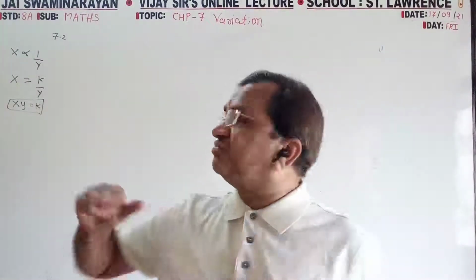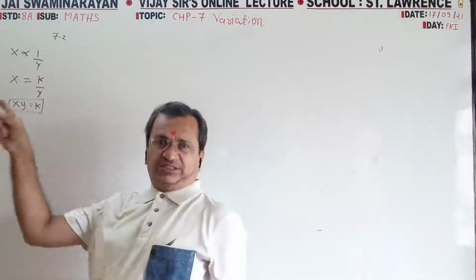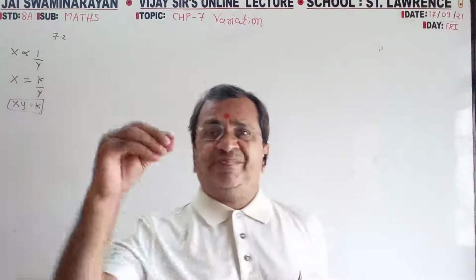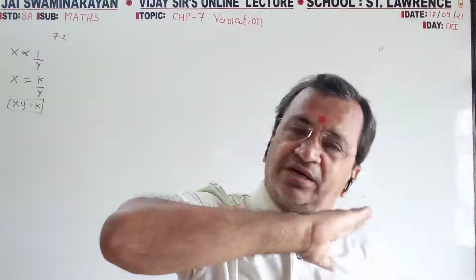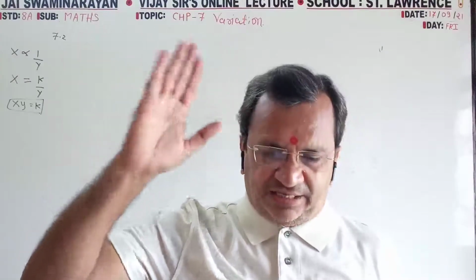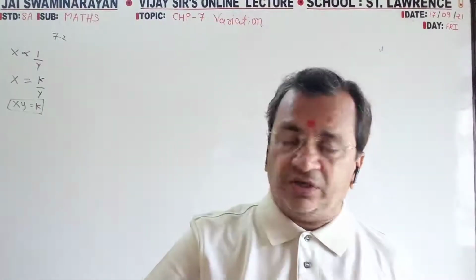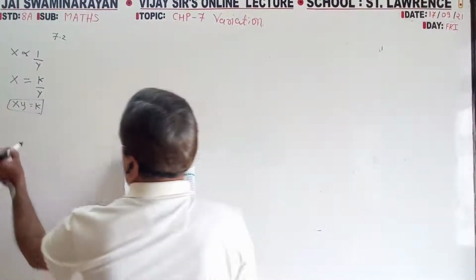In previous we have learned X proportional to Y, X is equal to KY, X by Y is equal to K. In direct variation, ratios are constant. In inverse proportion, products are constant. Number of worker means W.